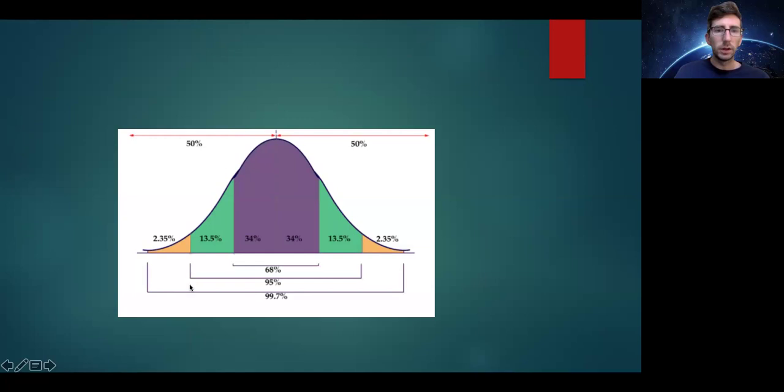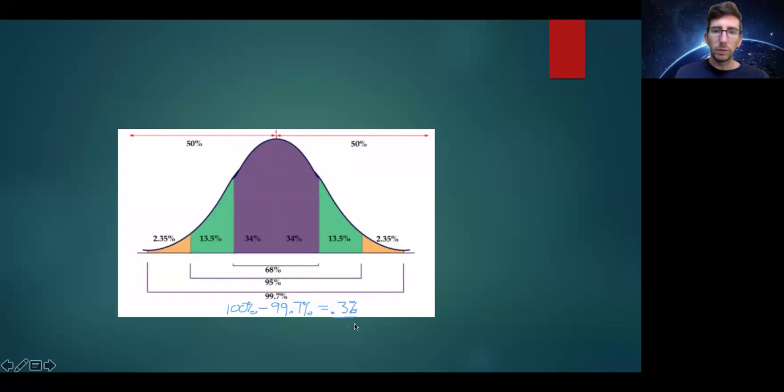Let me try annotating this. Well, if 100% is under the entire curve, we subtract 99.7%, and we're left with 0.3%. And then we divide this 0.3% by 2, because half of it will be on this side, and the other half will be on this side.